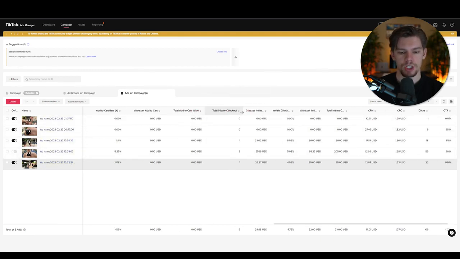Then we have our initiate checkout information. So we have the total initiate checkouts. We had 1. This one had 3, but none of them purchased. And if you're getting a lot of these, if all of your ads have a ton of initiate checkouts and 0 purchases, you want to make sure there's not a checkout issue with your website where it's not letting people check out for some reason, or it might be that the shipping charge is making them not want to do it. So if you're seeing those numbers, you can go change it to free shipping for everyone and see how that affects numbers.